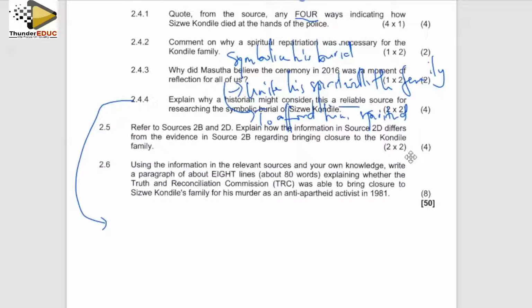Now, before we look at that, let's look at question 2.4.3. Why did Masuta believe the ceremony in 2016 was a moment of reflection for all of us? The minister said it was a moment of reflection for all of us. Basically, that means it reminded people of the cruel past or the history of apartheid. It's a reflection. We are taking ourselves back to history. We are reflecting on what was happening in the past.